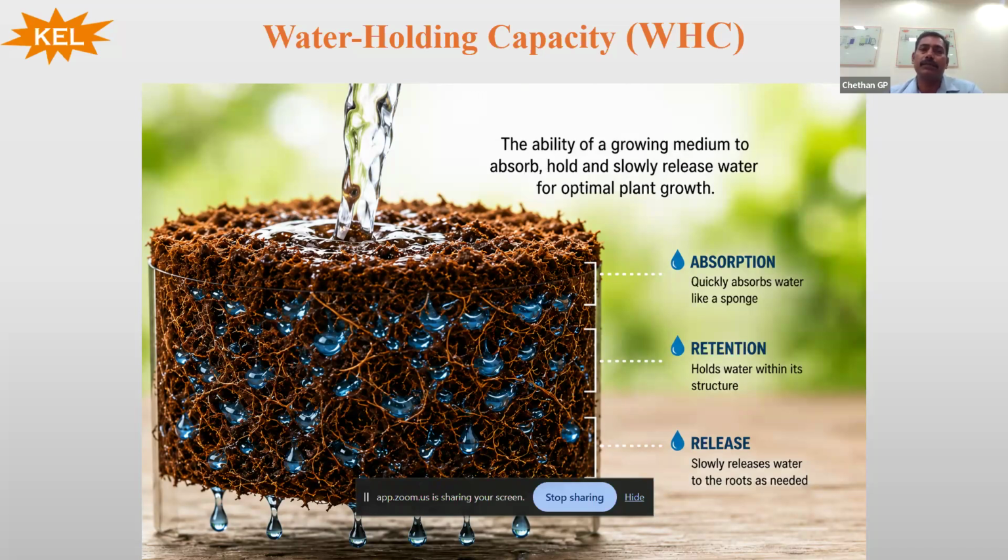Water holding capacity also influences irrigation scheduling. Understanding this property enables growers to determine the irrigation frequency and volume accurately.